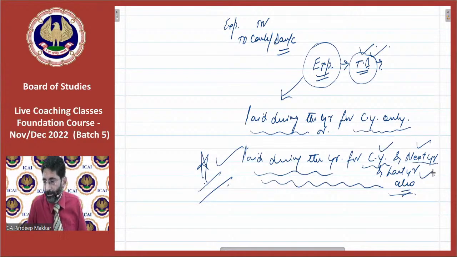Note it down with you, beta. I am just giving you the notes. Expense given in the trial balance includes all expenses paid for the current year, or paid for the next year, or paid for the last year. But the condition is that it is paid during the current year.